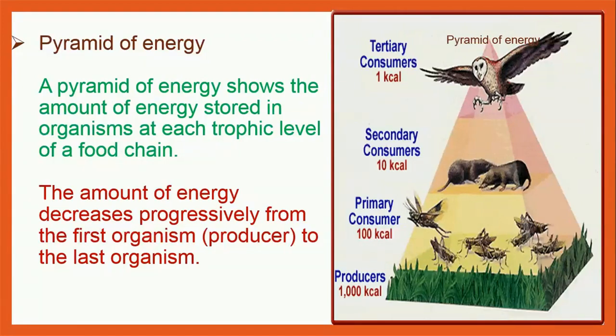Now the amount of energy decreases progressively from the first organism, the producer, to the last organism. The producers are going to have more energy compared to the primary consumers, the secondary consumers and the tertiary consumers. So let's study this image here. The producers here have 1000 amount of energy. The primary consumers have 100. The secondary have 10. And the tertiary have 1. You can see a decrease in the amount of energy as it goes up the pyramid.